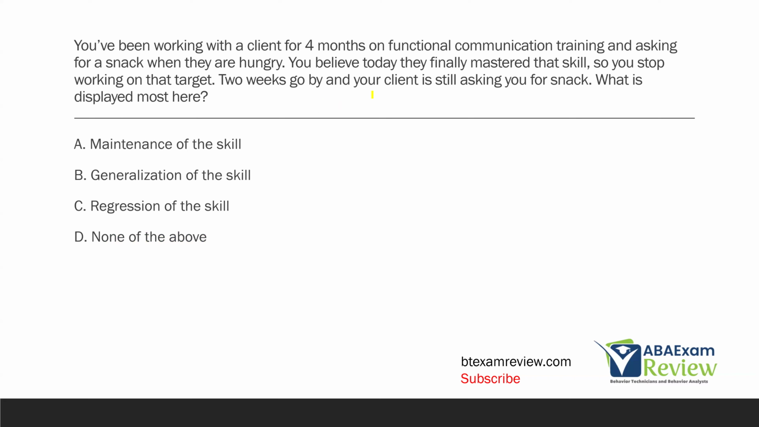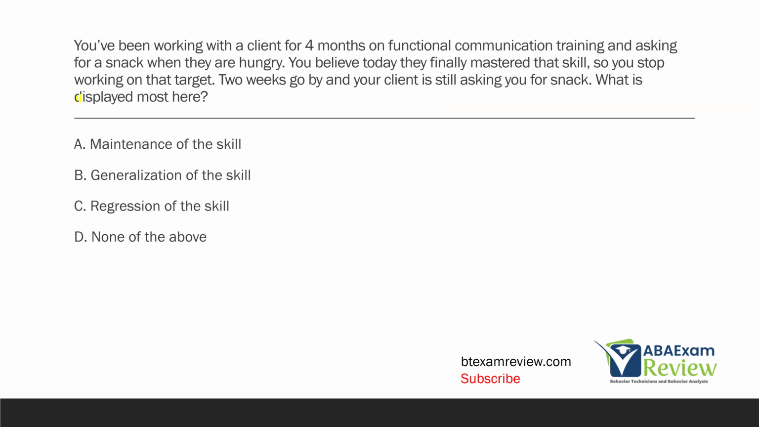You've been working with a client for 4 months on functional communication training and asking for a snack when they are hungry. You believe today they finally mastered that skill, so you stop working on that target. 2 weeks go by and your client is still asking you for a snack. What is displayed most here?